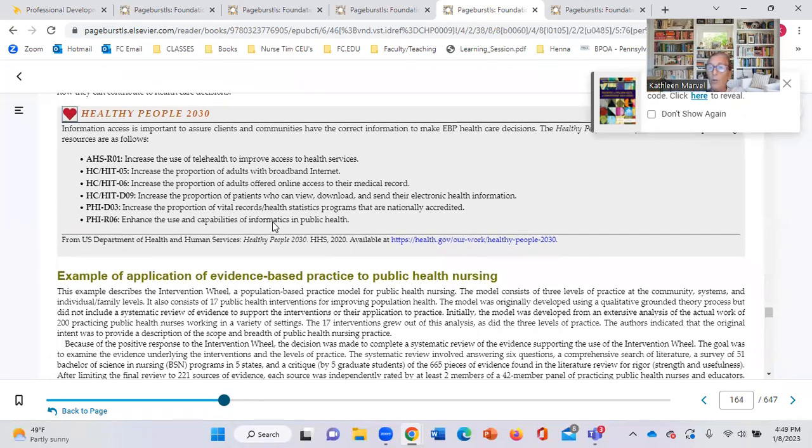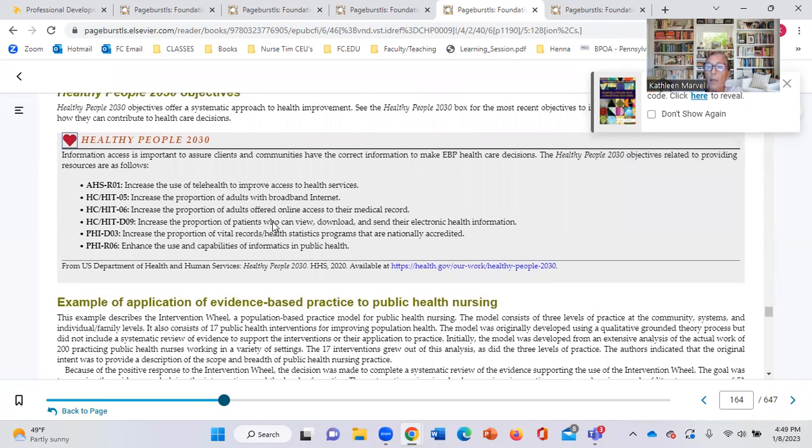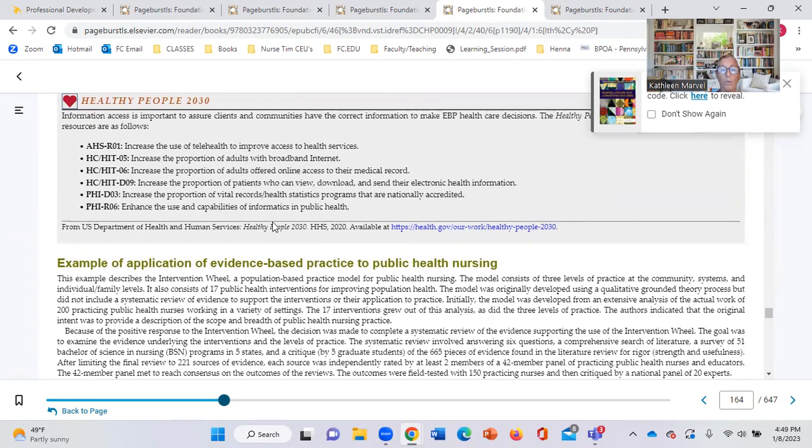Okay, and then the 3rd box is your Healthy People 2030. Their goals in this chapter: information access is important to ensure clients and communities have correct information to make evidence-based healthcare decisions. So here are the Healthy People 2030 resources. Here are their objectives related to evidence-based practice. So please be knowledgeable of those.